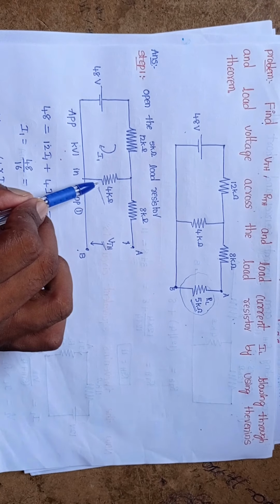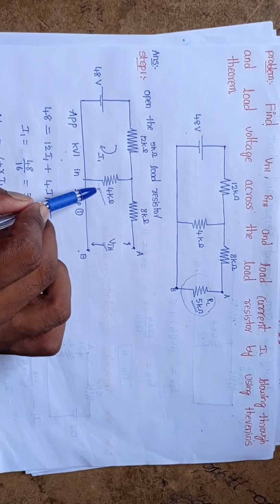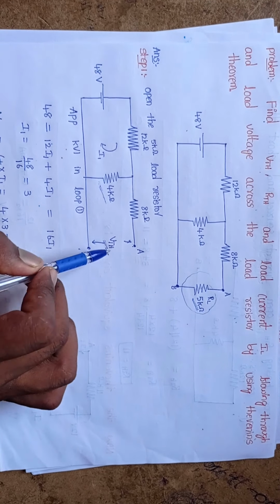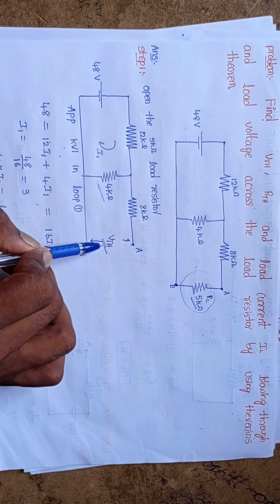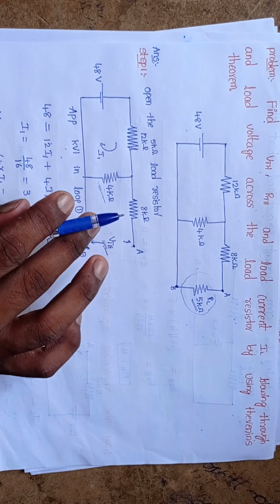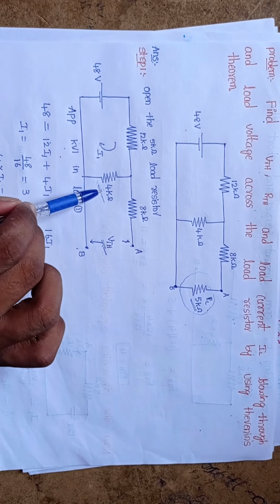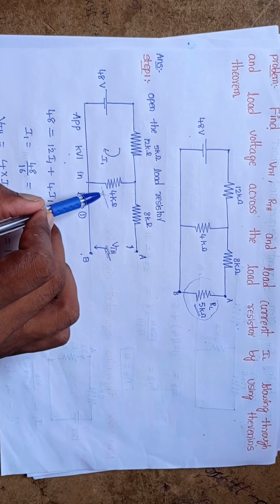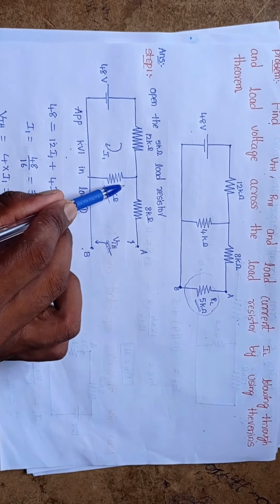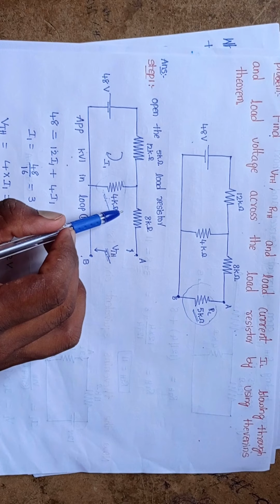What is the voltage here? That voltage is the same as the Thevenin's voltage. Thevenin's voltage is nothing but the voltage across the 4 kilo ohms resistance, which is VTH. That's why we need to find the voltage across the 4 kilo ohms resistor.